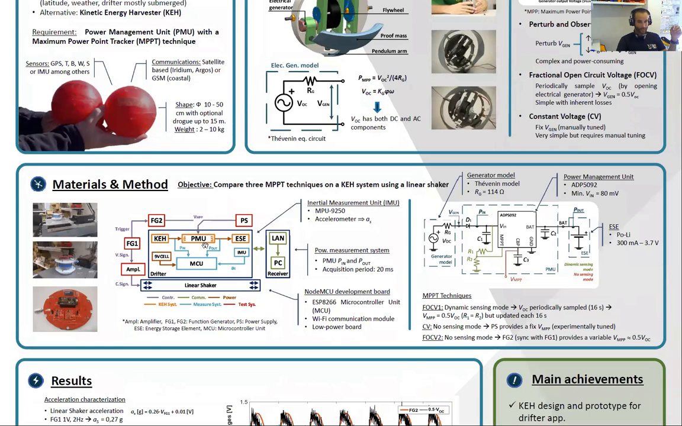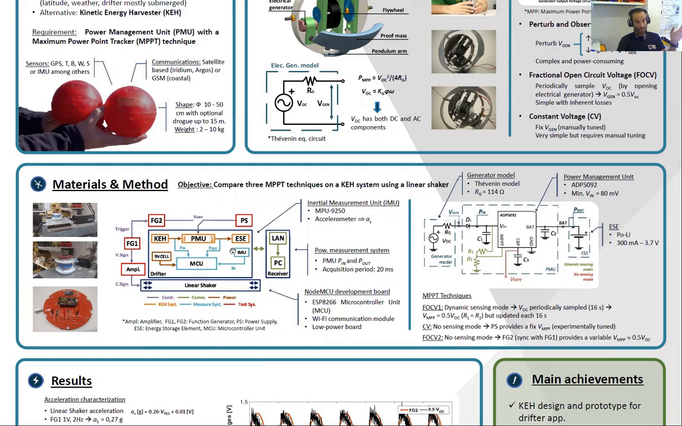In this work, the kinetic energy harvester system, which includes the kinetic device, the power management unit, and the energy storage element, was placed in a linear shaker. This was then controlled by a function generator. A whole measurement system that provided the acceleration and the power data was also placed. Three MPPT techniques were used.